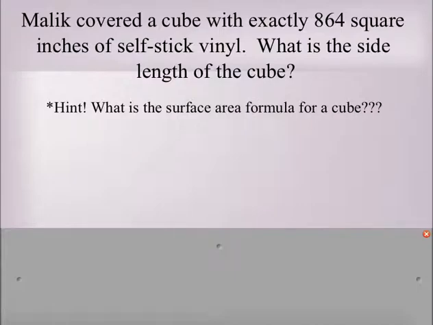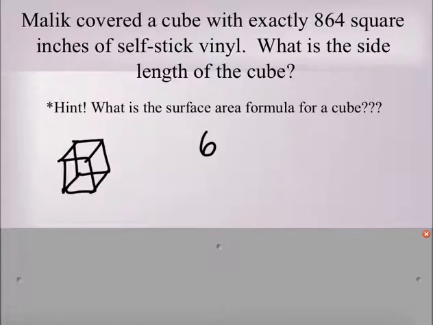Let's look at a few more. So what if we told you this? Malik covered a cube with exactly 864 square inches of self-stick vinyl. What's the side length of the cube? Well, how do we find surface area for a cube? Well, if I have a cube like this, we are saying that all of those surface areas are the same. We have 6 of the same surface areas.